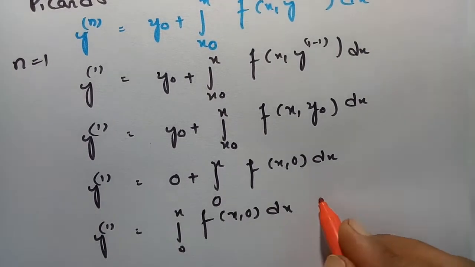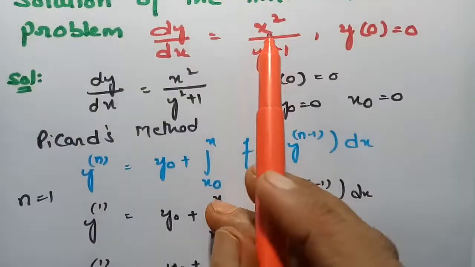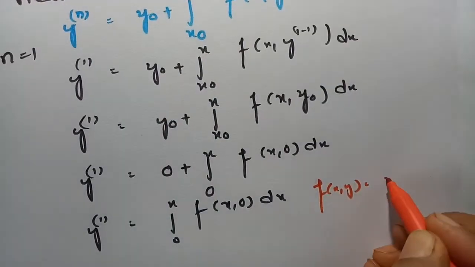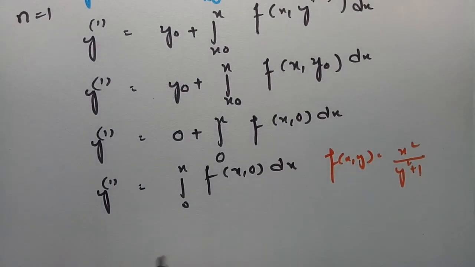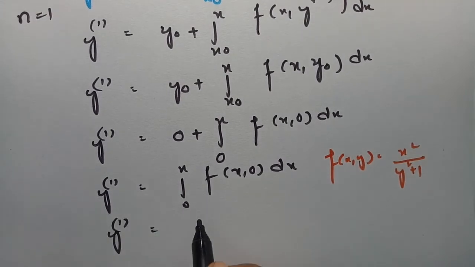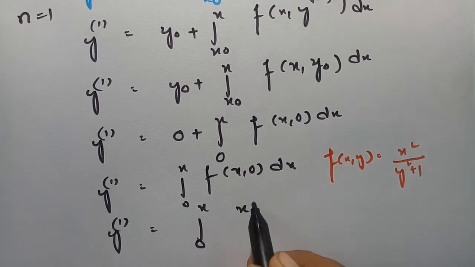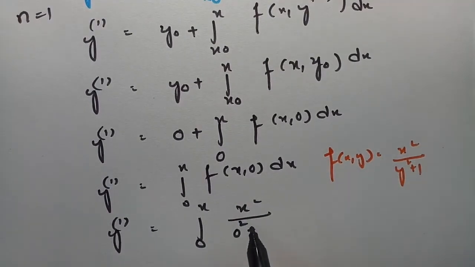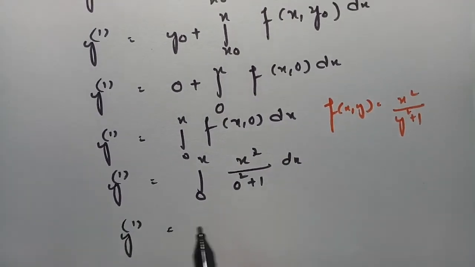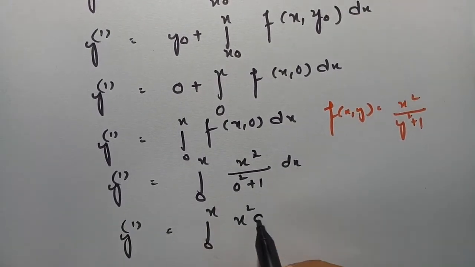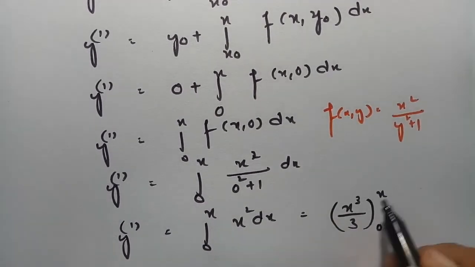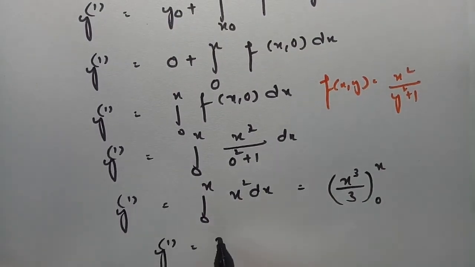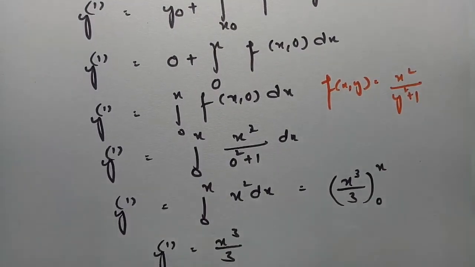From the question we have f of x comma y is nothing but x square by y square plus 1. So this is x and this is y. So the first approximated value is equal to integral 0 to x, x square by, in place of y there is 0, 0 plus 1 of dx. So this is integral 0 to x, x square dx, which is equal to x cube by 3 between the limits 0 to x. Therefore our first approximated value is x cube by 3.